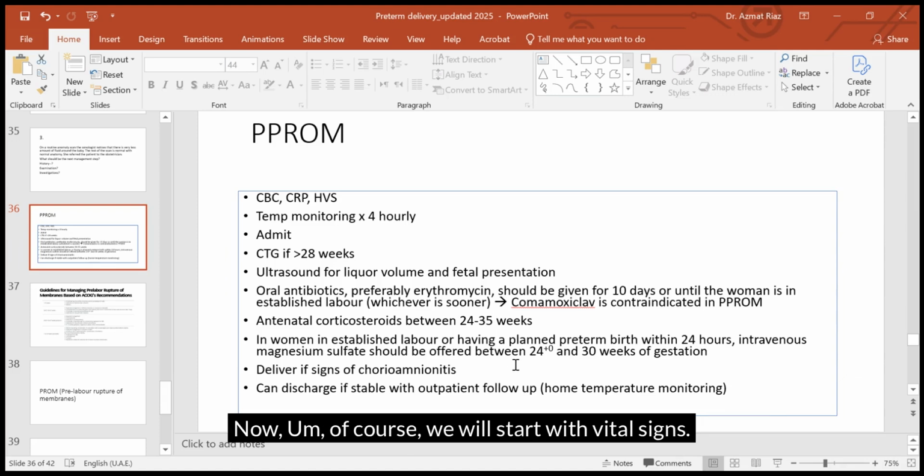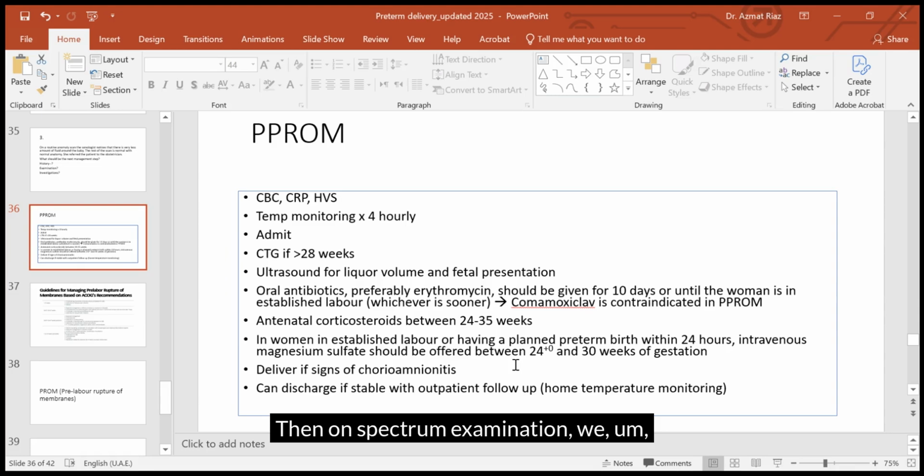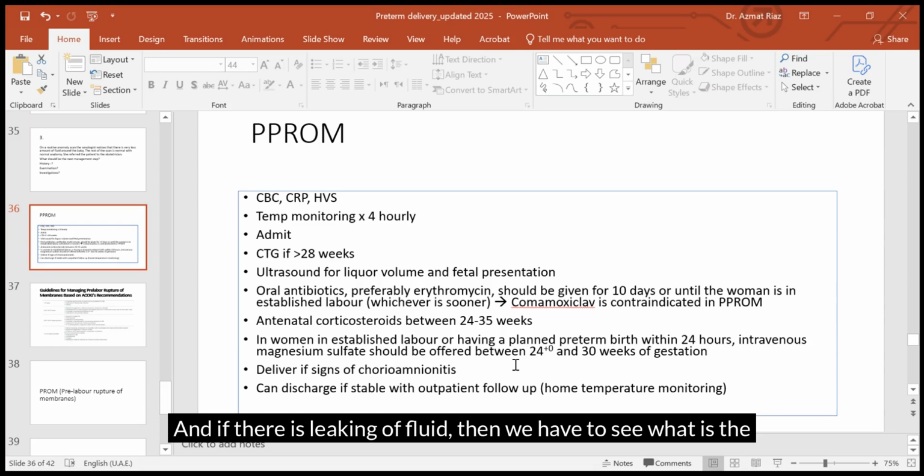Now, of course, we will start with vital signs. We will do a general physical examination and abdominal examination, specifically looking for any suprapubic tenderness. Then on speculum examination, we would have confirmed if there is leaking of fluid. Then we have to see if there is any foul smell, if there are any signs of placental abruption like vaginal bleeding.